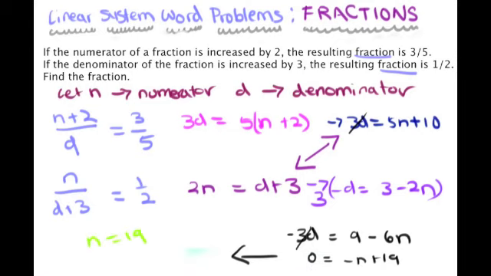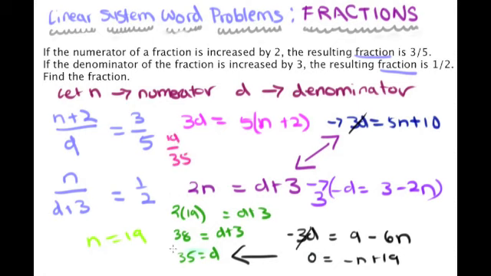So the numerator is 19. Now we just plug it into one of these. I'm going to plug it into this one. So we have 2 times 19 is equal to d plus 3. 19 times 2 is 38, is equal to d plus 3. So 35 is equal to d. So we have 19 over 35 as our possible answer.